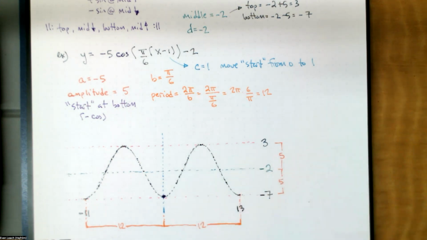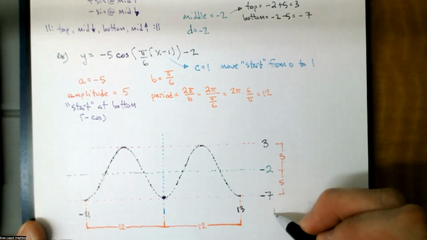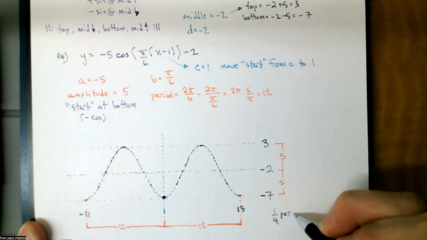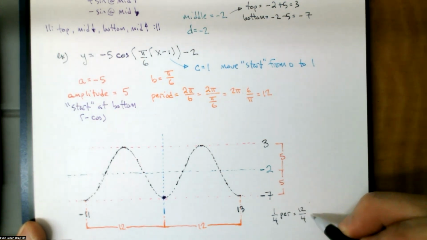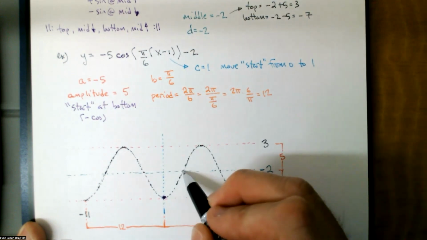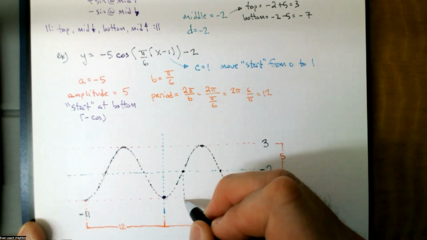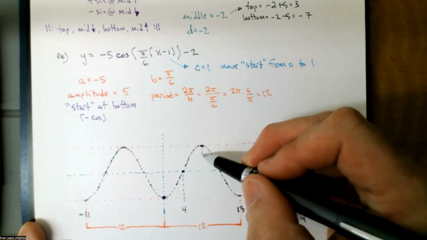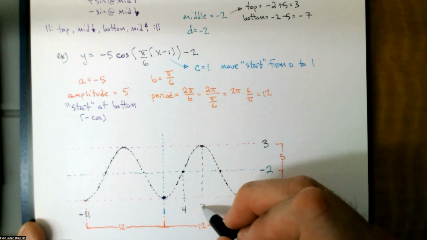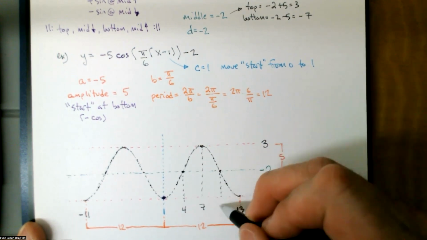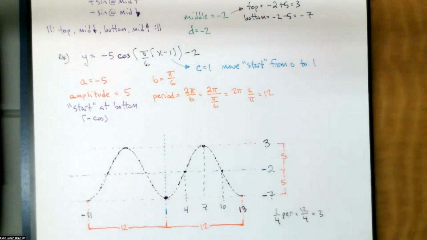Since one cycle is 12 units, that means each quadrant is 12 over 4. So a quarter of a period is just 3. So each of these points is going to be 3 units apart. So 1 plus 3 is 4. 4 plus 3 happens at 7. 7 plus 3 happens at 10. 10 plus 3 happens at 13.